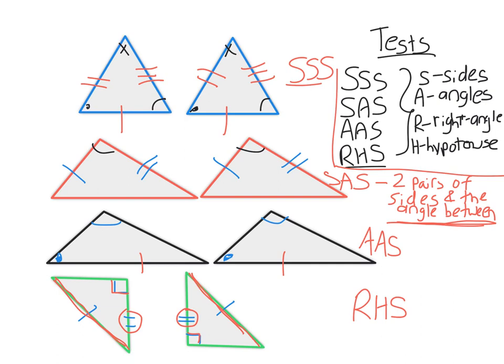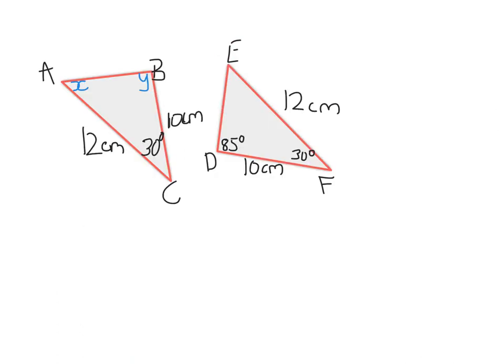So they are the four tests. If you want to tell whether or not two triangles are congruent, then you need to use one of these four tests. So let's look at lining up corresponding sides and angles. Let's say I have these two triangles here. Firstly, we need to decide, are they congruent?